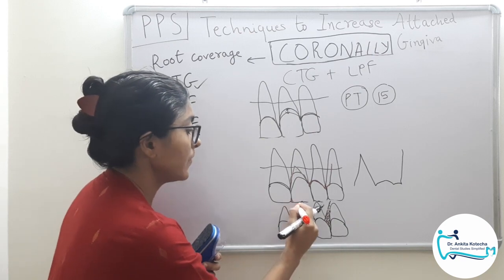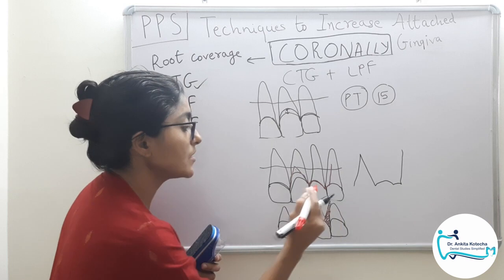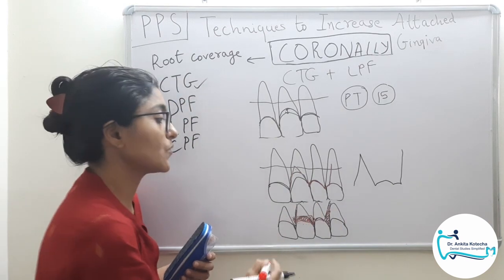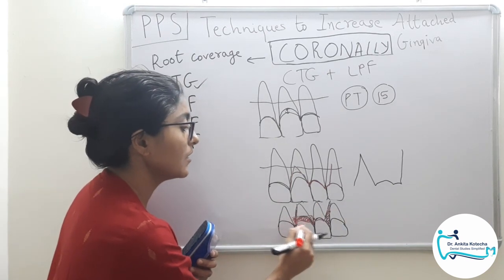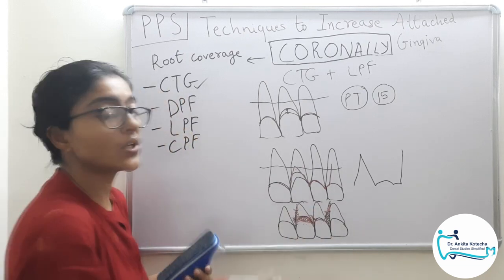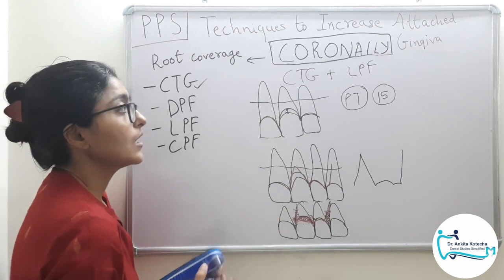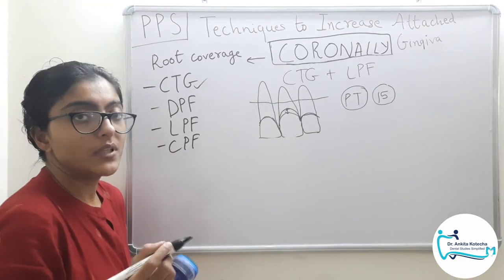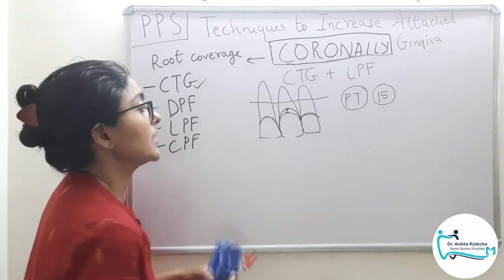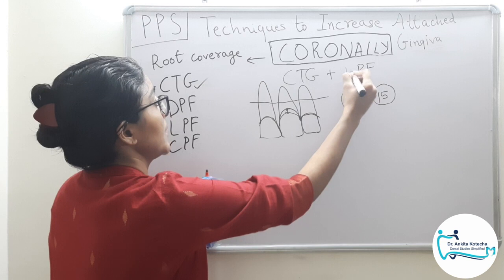So now this flap is placed above it, and now is the time to suture the flap in its original position, that is again sling sutures coronally and laterally interrupted sutures. This completes the combination of connective tissue graft and laterally positioned flap. Now we will discuss the last combination, that is connective tissue graft plus double papilla flap.